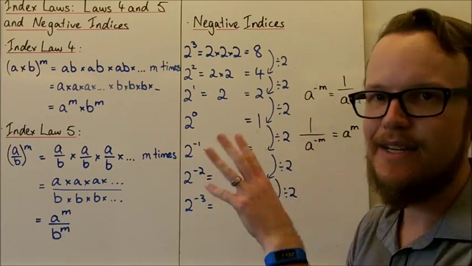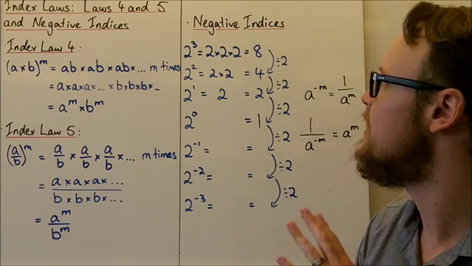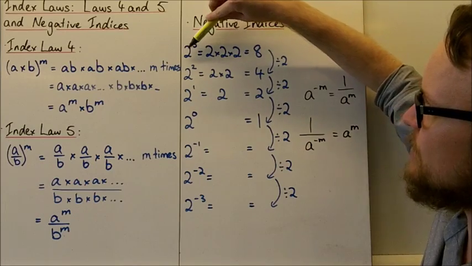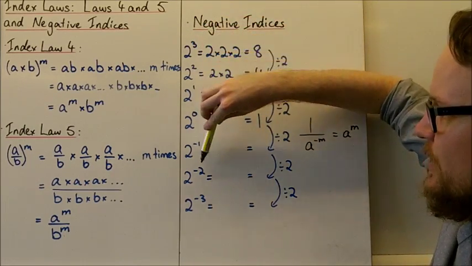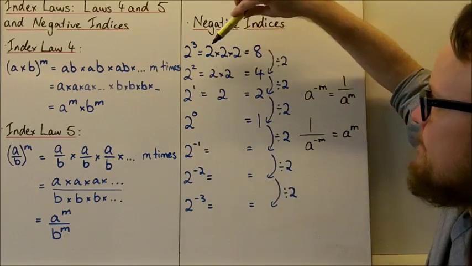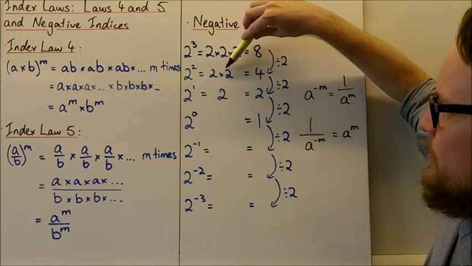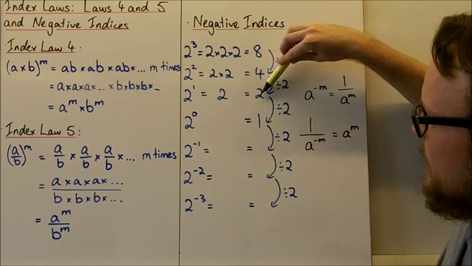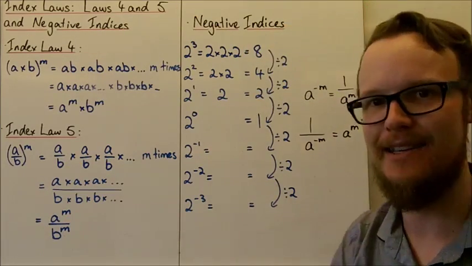If we look at negative indices, it's always helpful to try and see patterns in mathematics. So let's have a look at what happens as we reduce the index by 1 each time. We've got 2 to the power of 3, 2 to the power of 2, 2 to the power of 1, 2 to the power of 0, and so on, all the way down. 2 to the power of 3, 2 times 2 times 2, is 8. 2 to the power of 2, 2 times 2, is 4. So you can see if we look at 8, then 4, then 2, then 1, we're dividing by 2 each time. That's the pattern that we see.